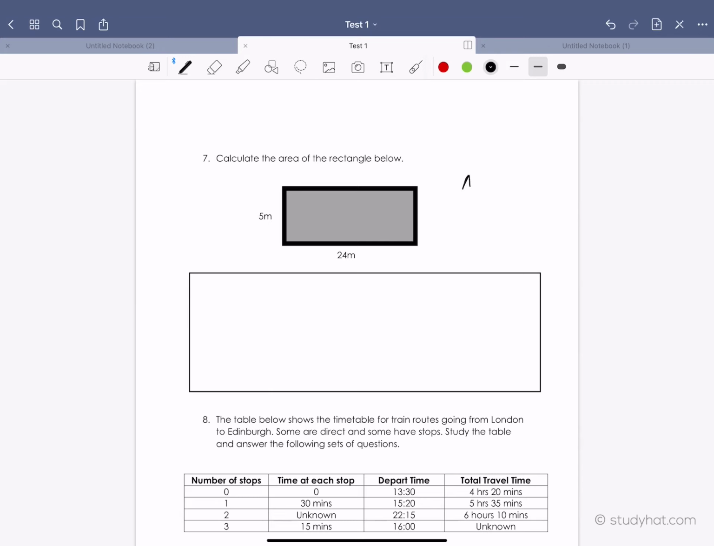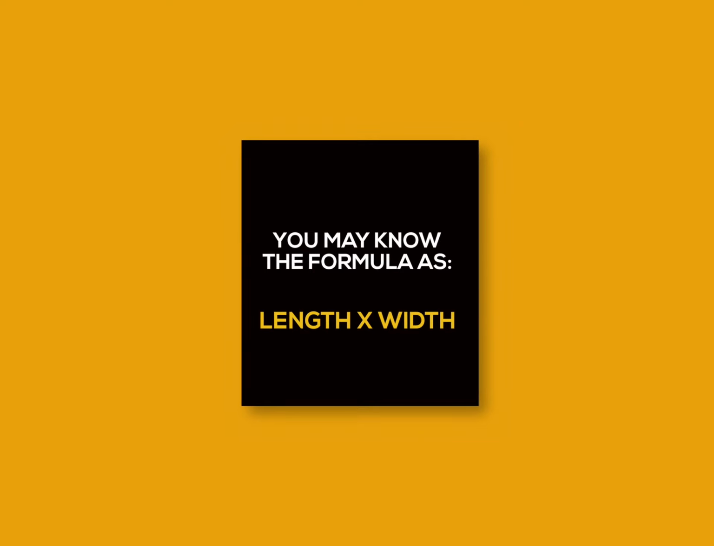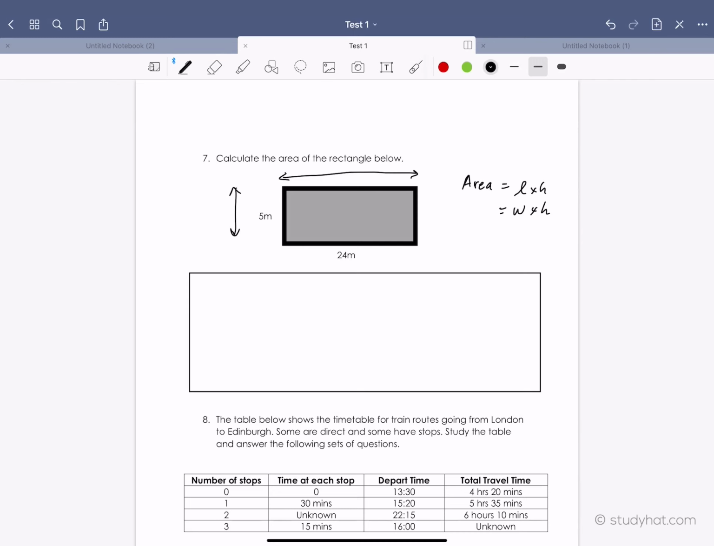For question 7, they've asked us to calculate the area of the rectangle. The formula for the area of a rectangle equals length times height, or width times height. Basically, the two sides. This we can call the height, and this we can call the length or the width. They need to be multiplied together. So area equals 5 times 24. You can do that by writing it out like this. 5 times 4 is 20, so we move over the 2. 5 times 2 is 10. So 120, and the units are meters squared.